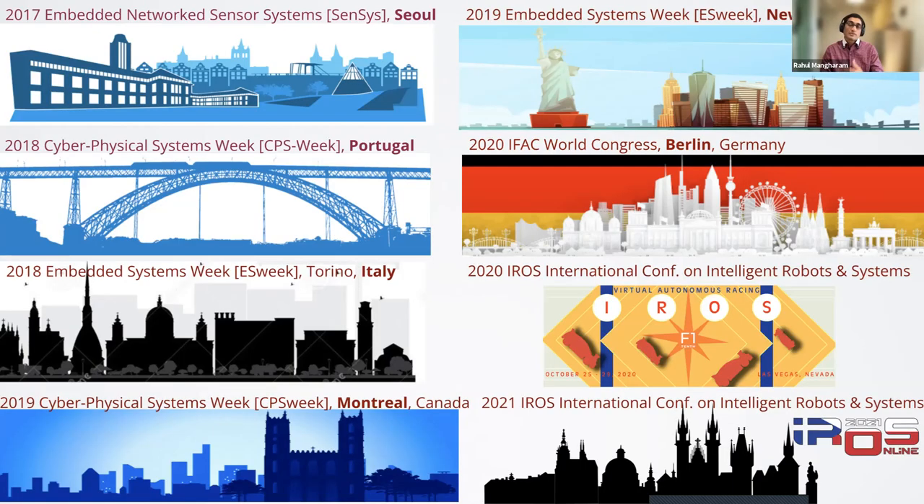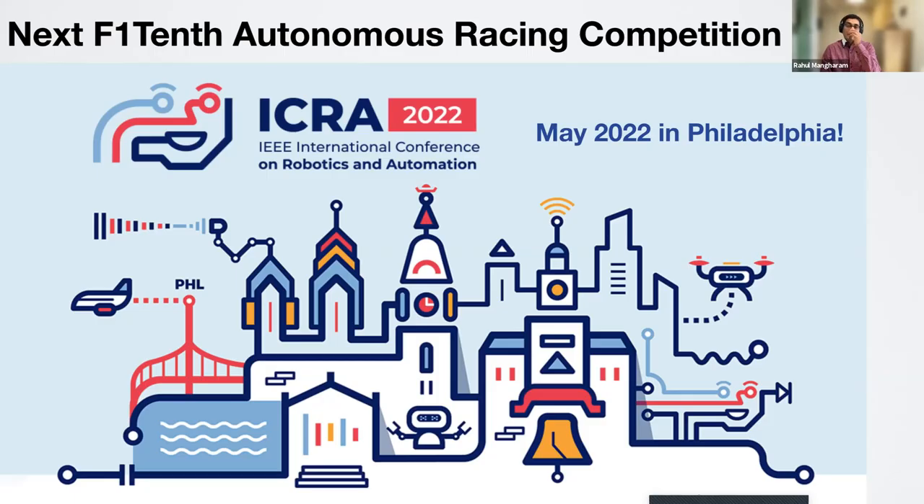Over the years, we've had several of these international Grand Prix at ESWEEK, at CPSWEEK, and in many of the robotics conferences, such as IROS. Just a week ago, we finished the IROS 2021 competition. You can get involved starting right now, because the next big autonomous racing competition will be in May 2022 in Philadelphia.